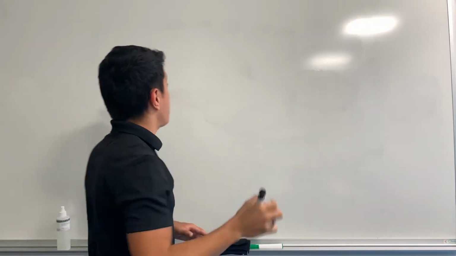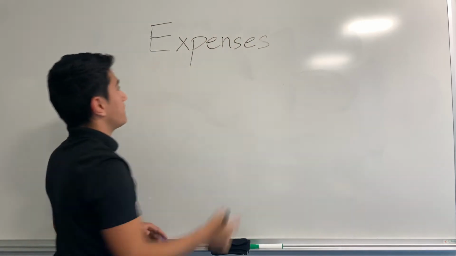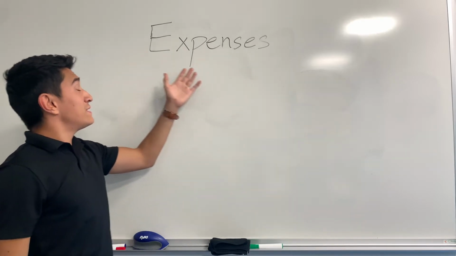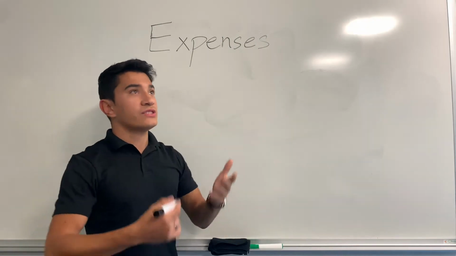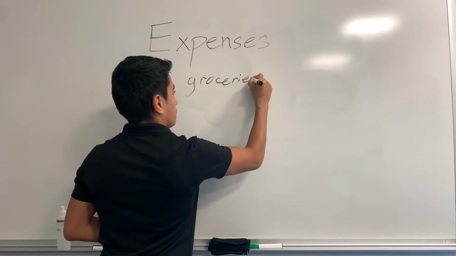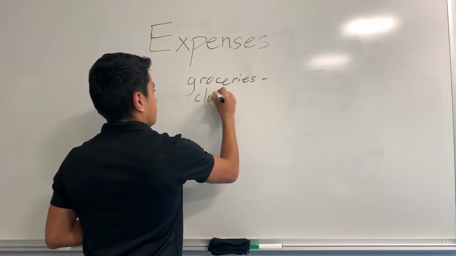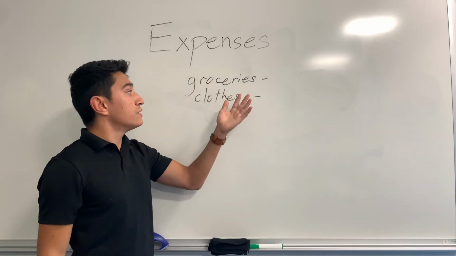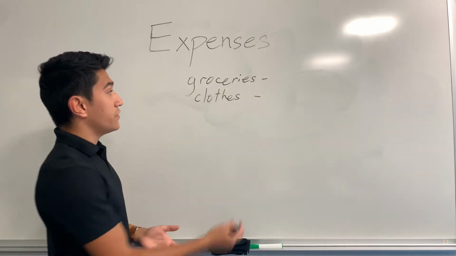Second word for financial independence, expenses. So what are expenses? Expenses are anything that costs you money. Usually we'll say expenses are things such as groceries, or clothes. They're required for living. We need clothes, we need food, but they cost money, and over a certain period of time you spend X amount.